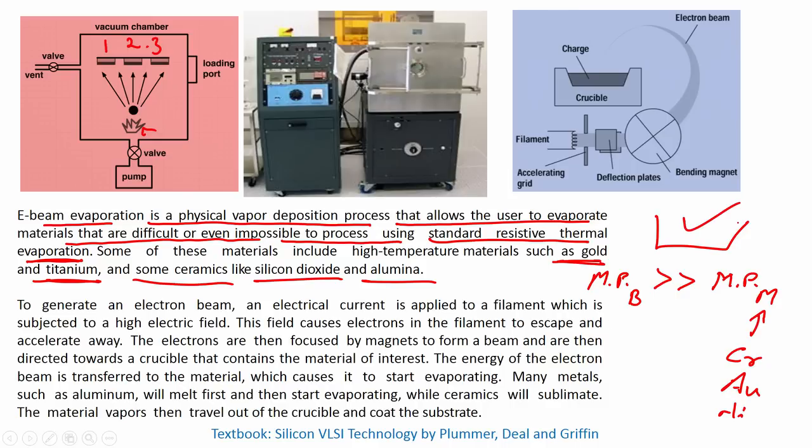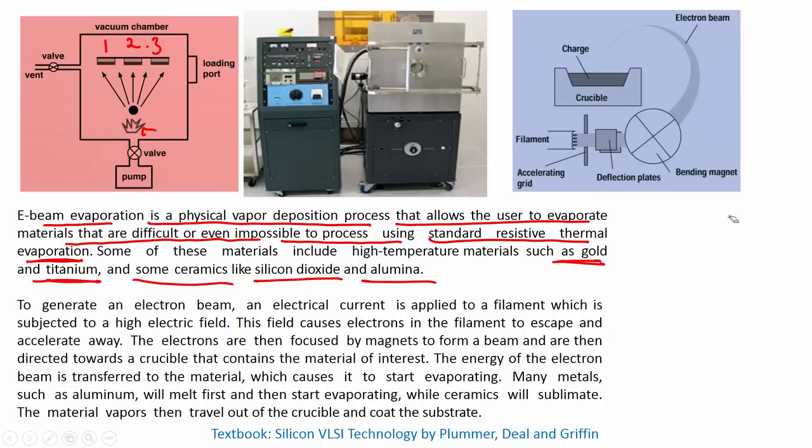But in the cases where I cannot find the material of a boat which is greater than the material melting point of the metal, then in that case I cannot use a thermal evaporator. Alright, easy. Now, to generate an electron beam, an electrical current is applied to the filament which is subjected to a high electric field.